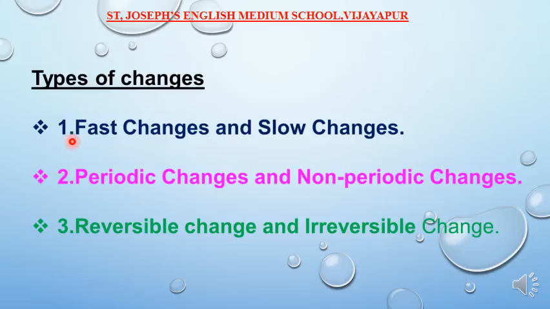Fine. First we are going to discuss fast changes and slow changes. Some changes are very fast. It happens within a fraction of a second. Next is periodic change and non-periodic change. Along with examples we are going to discuss periodic and non-periodic changes. At last we are going to discuss reversible change and irreversible change. About all these things we are going to discuss now.